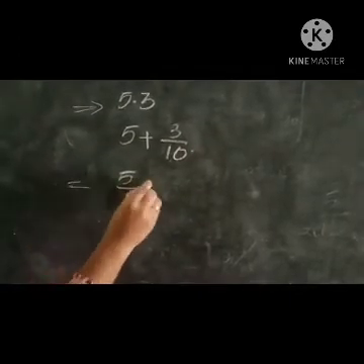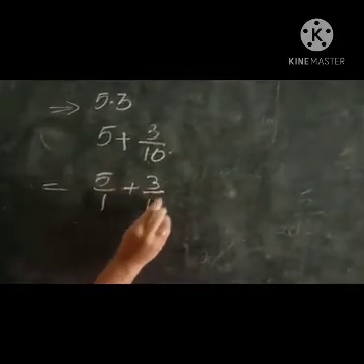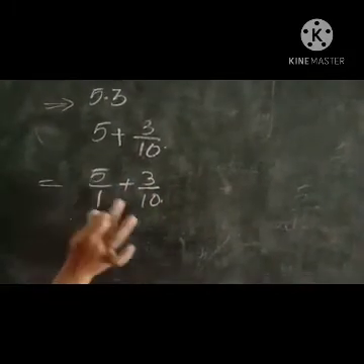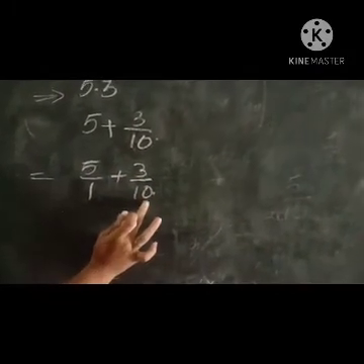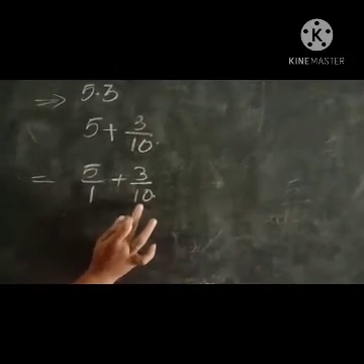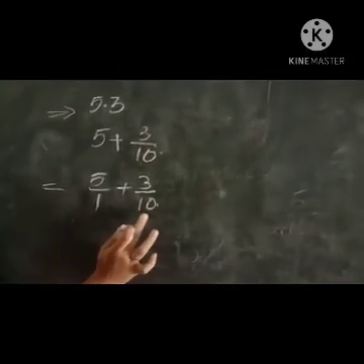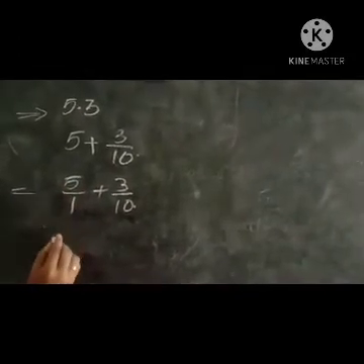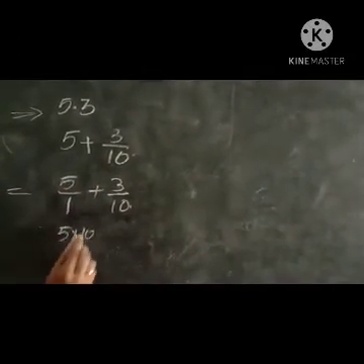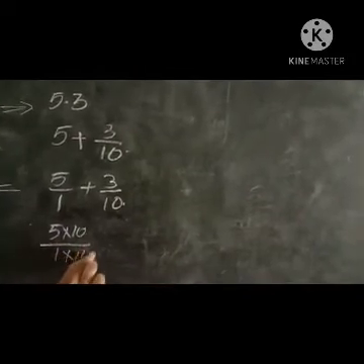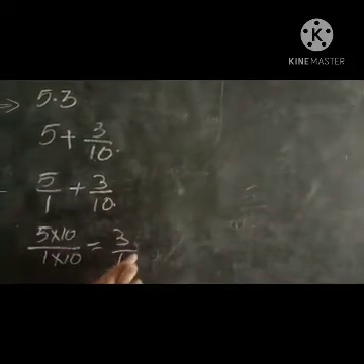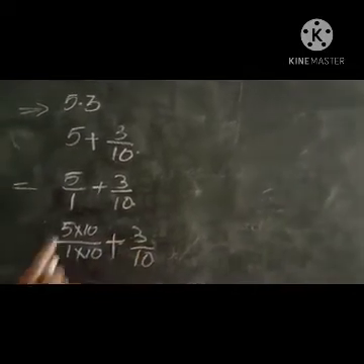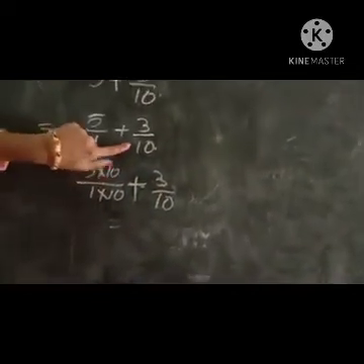Okay, 5/1 plus 3/10. Next, see here, what is the number in the denominator here? The denominator number is 10. We have to multiply this 10 to 5 and 1. 5 into 10 by 1 into 10 equals to, plus 3/10. See here the denominator is 10.